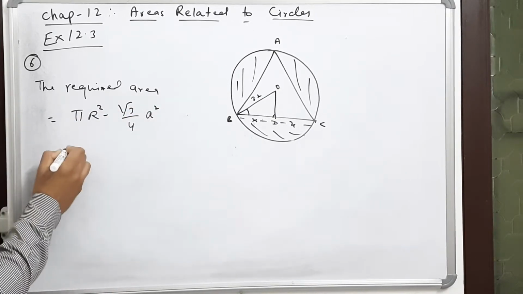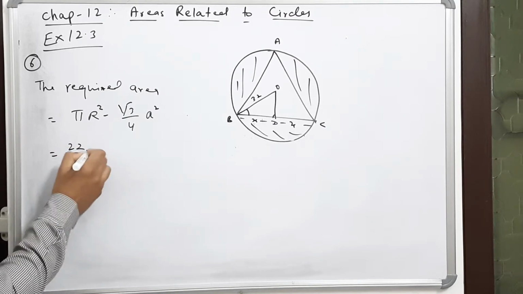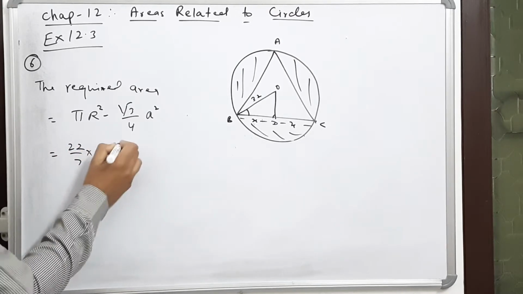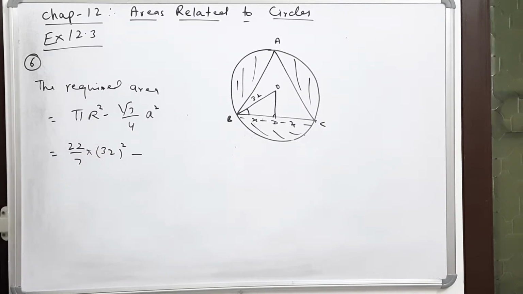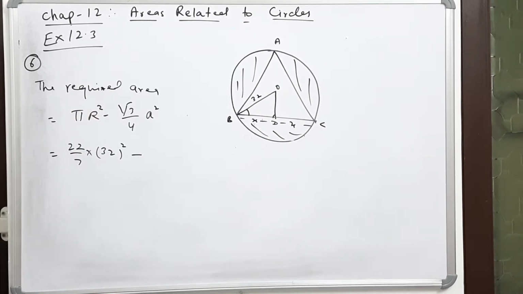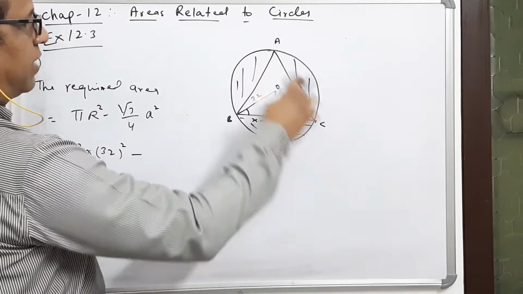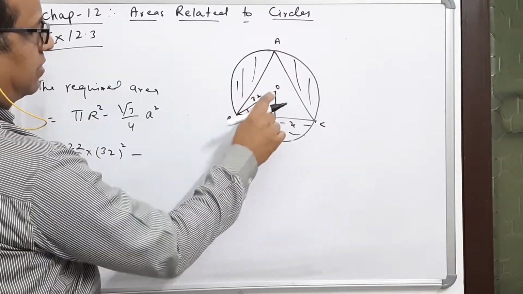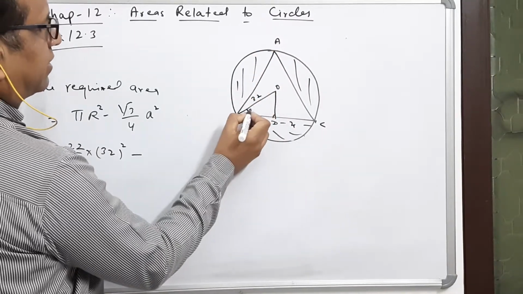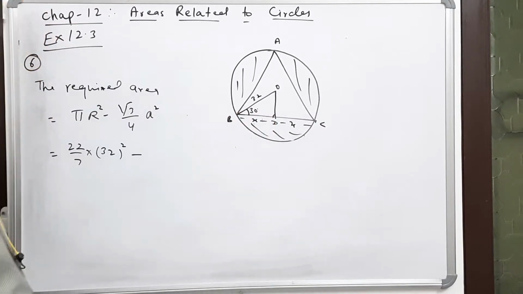R we are already having. It is 22 upon 7, 32 ka square. That part we are already having, but we don't have any information regarding the side. So we'll take help of trigonometry. You know this is the equilateral triangle, and if I join this vertex to the center, then this will be the bisector. So this angle is 30 degrees.